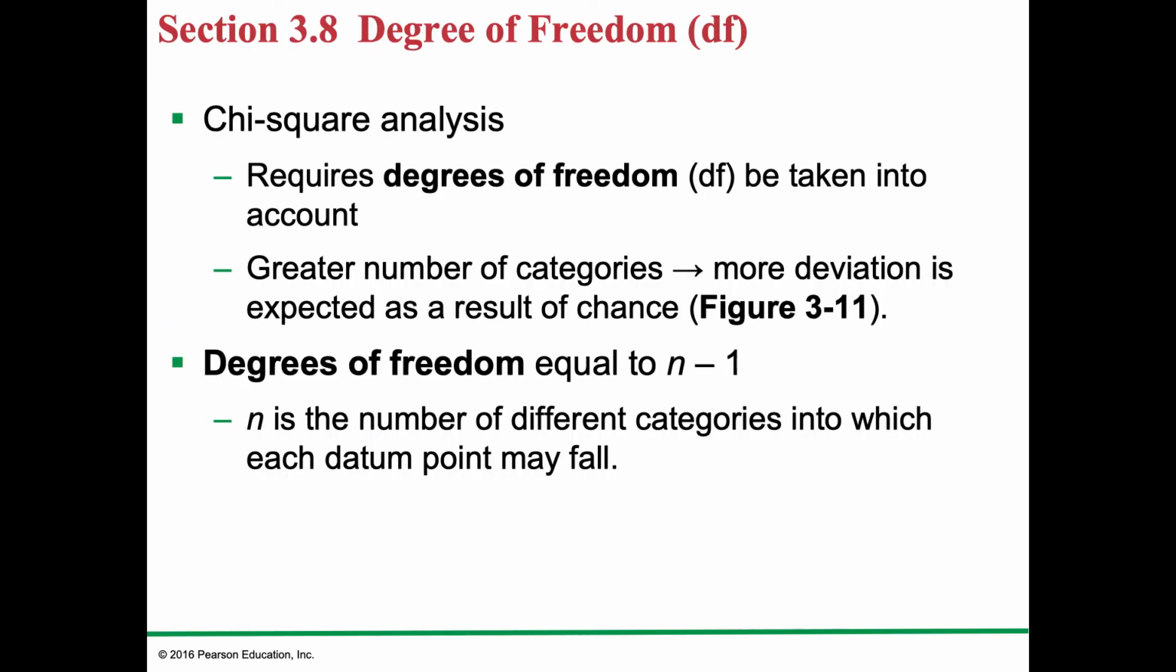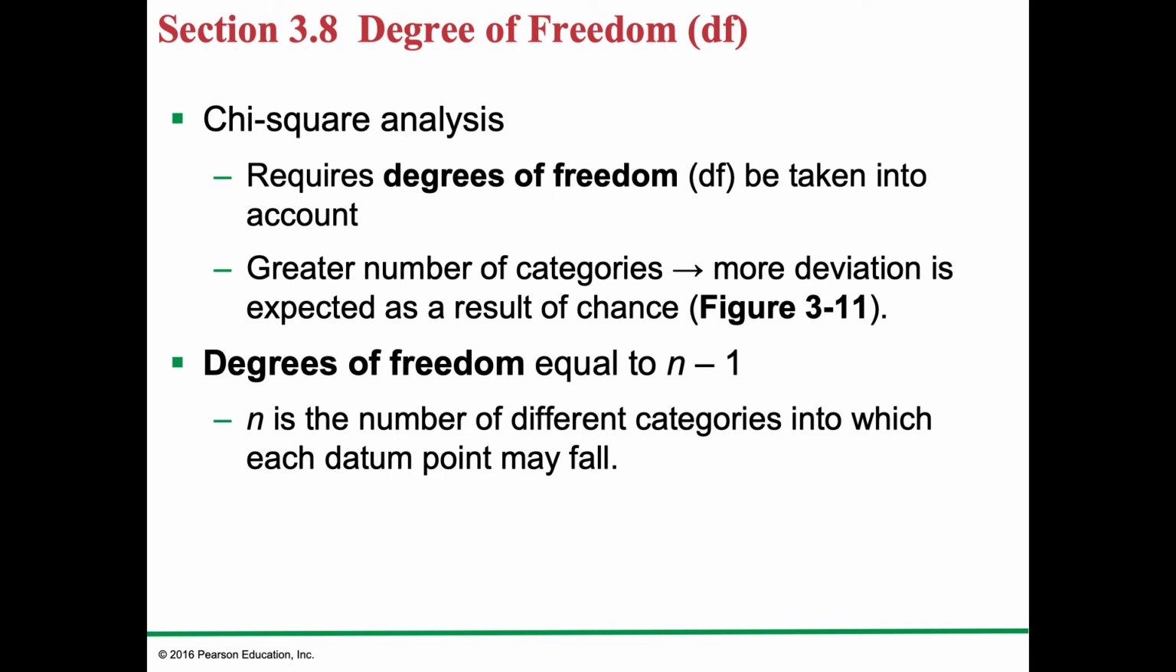And then the other thing you have to take into consideration is what they call the degrees of freedom. And the degrees of freedom is really just referring to the number of categories, or the number of basically types of expected outcomes. And to calculate the degrees of freedom, you take the number of categories or the number of expected outcomes and you subtract 1.